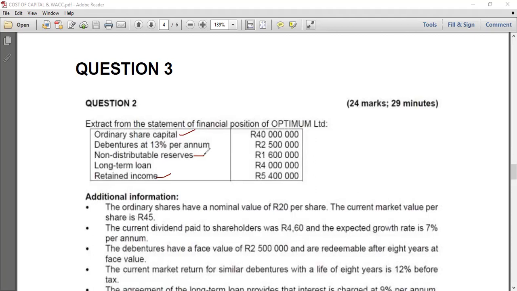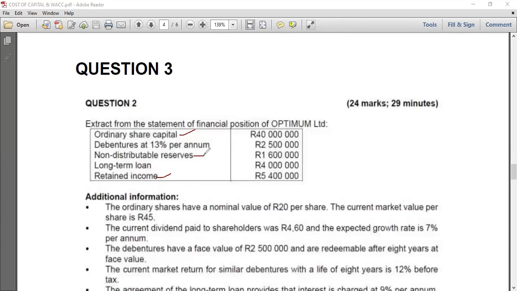The other two, debentures and the long-term loan, that's debt. So first of all, we have to separate them into their various categories. After that, the next thing is to calculate our capital structure. When they say capital structure, they mean the percentage of debt and the percentage of equity. Always when you express your capital structure, you start with the percentage of debt, then you follow with the percentage of equity. So that's what we want to do.